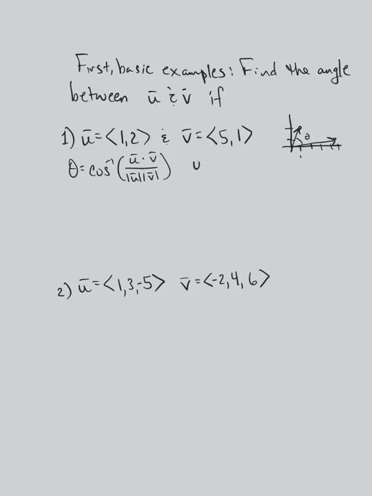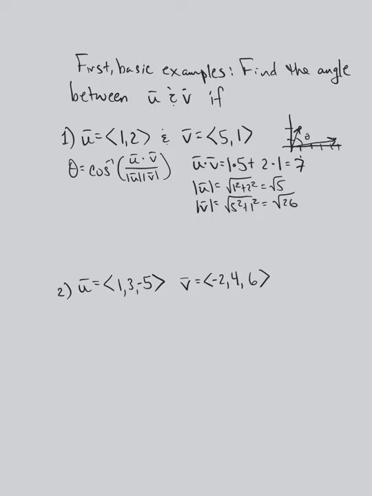Okay, so to do u dot v, we just take corresponding coordinates and multiply them together. So we multiply the x coordinates, we multiply the y coordinates, and then we add everything together. So we get 7. All right, and then we need the length of u. The length of u is going to be the square root of 1 squared plus 2 squared, so it's the square root of 5. And the length of v is the square root of 5 squared plus 1 squared, so that's going to be the square root of 26.